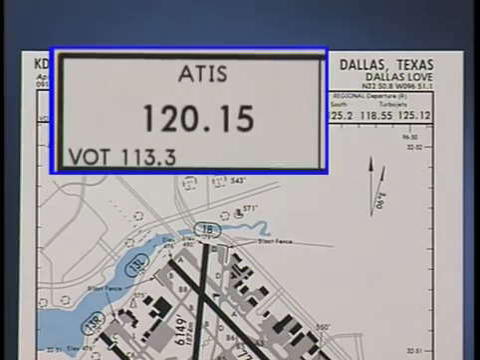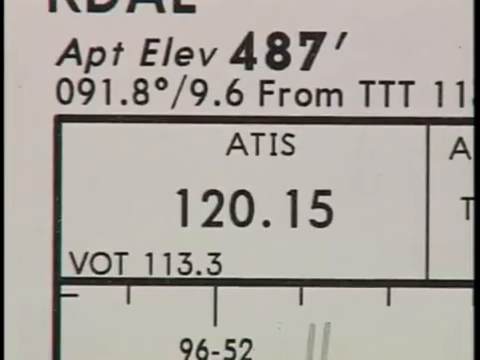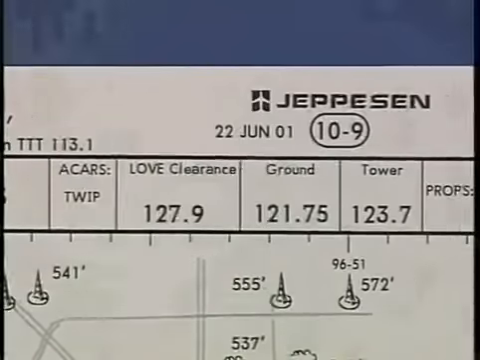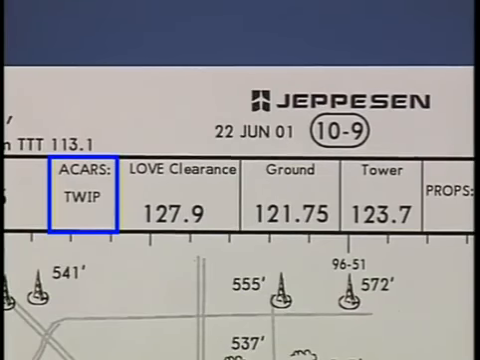On the far left side of the communications row, the ATIS frequency for the airport is listed. Note that in the ATIS box, a small note says VOT 113.3. This tells you that a VOR test signal is available over the listed frequency. Following the ATIS frequency is a listing for ACARS and TWIP.